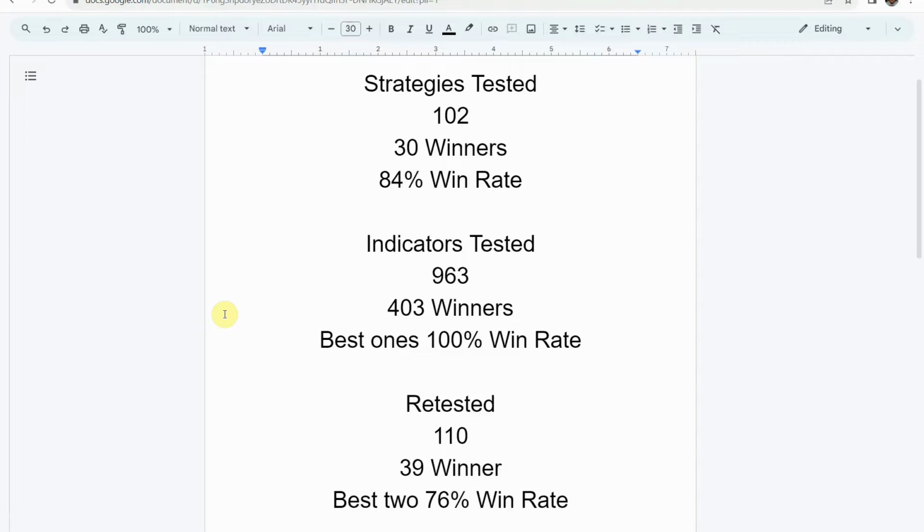We've also retested in the advanced testing 110 of the winning indicators. 39 of them have been able to maintain the winning status, the best two with a 76% win rate. And keep in mind that we test most of these indicators and strategies on the Forex and crypto market, but they can be applied to just about any market and time frame universally.